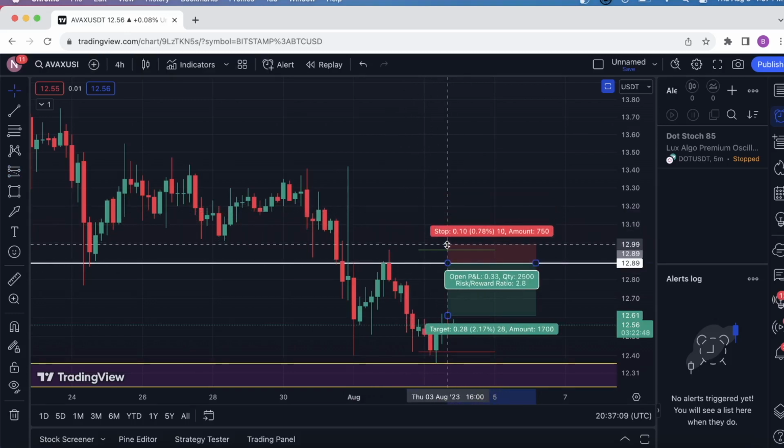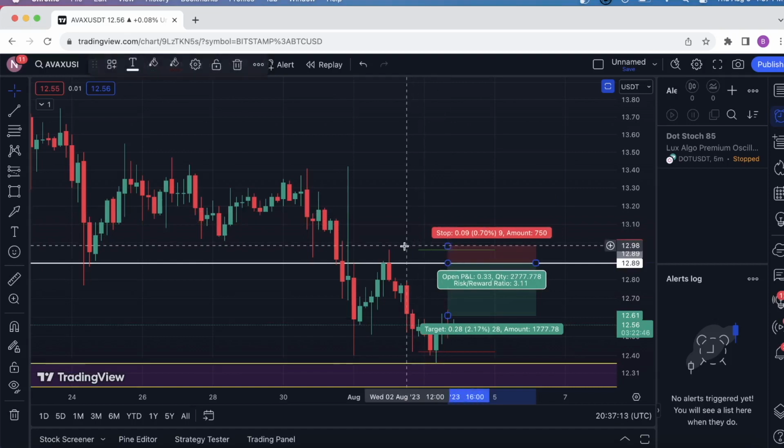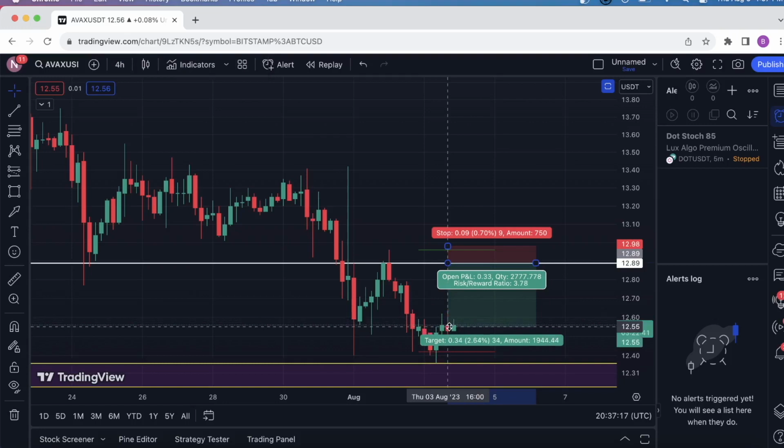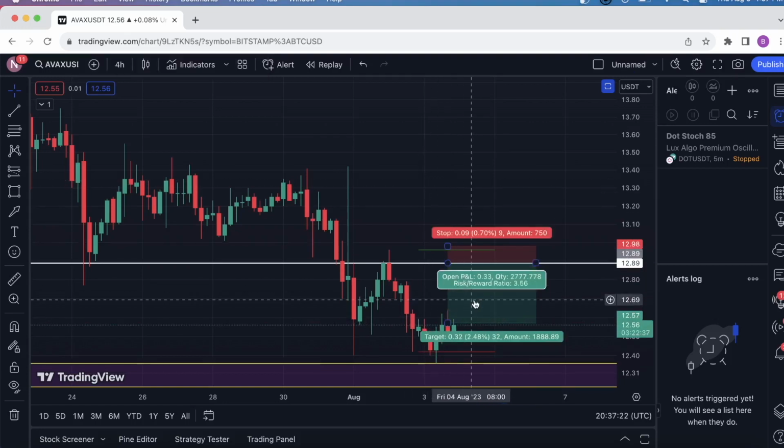Look for signs of weakness. I would place my stop loss just above the previous day high and this wick right here, and I could target the lower range. So I can target, conservatively, right here. That would give me a risk-reward ratio of 1 to 3.56.